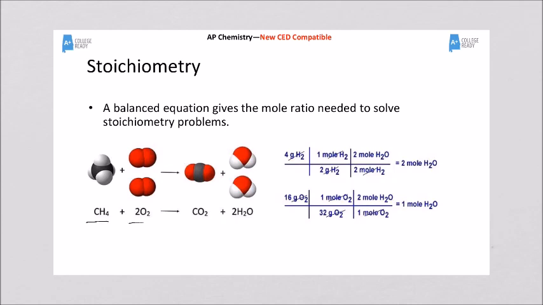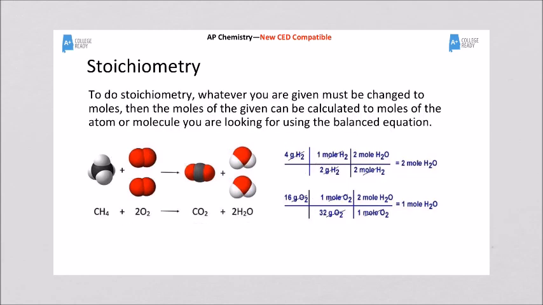Like here we have a 1 to 2 to 1 to 2 relationship, and depending on what we start with, if you notice, this is a limiting reactant problem because we're starting with a mass of hydrogen and a mass of oxygen. But no matter what we're starting with and what we're trying to figure out, the whole basis is this: no matter what we start with, 4 grams or 16 grams, once we get these into moles, it is the mole ratio that would be able to determine which of these reactants is limiting.